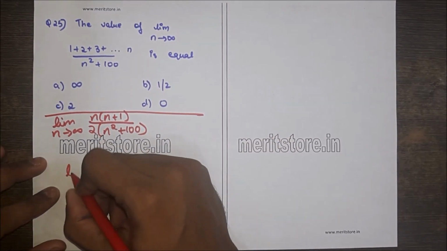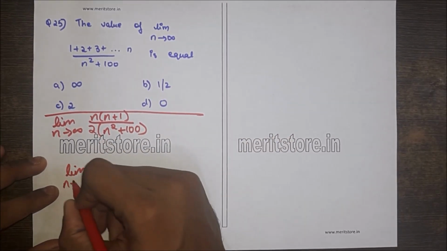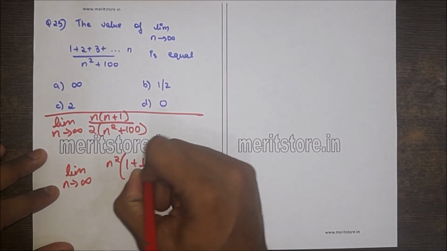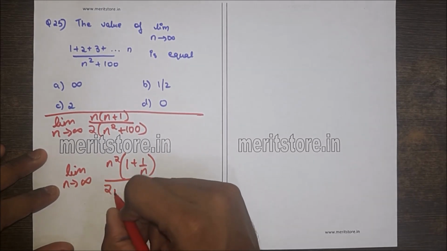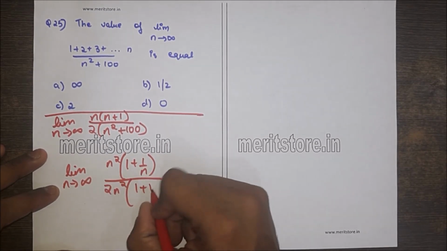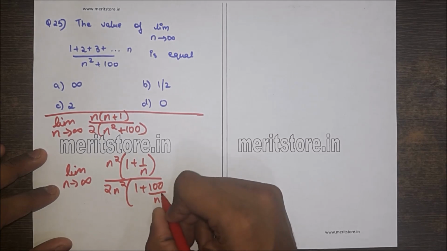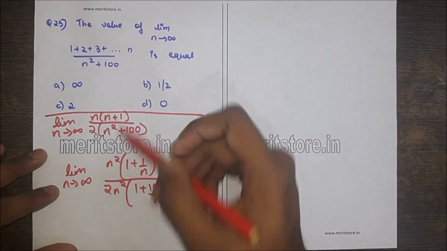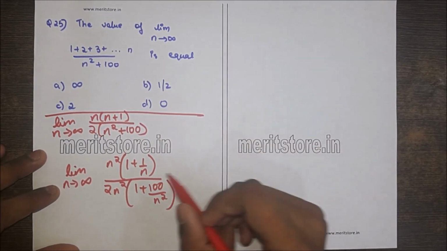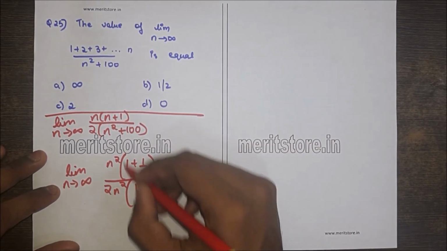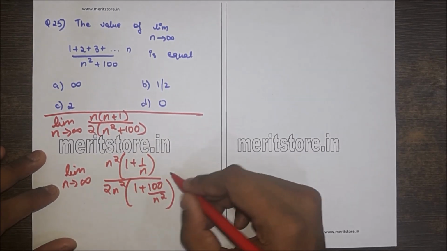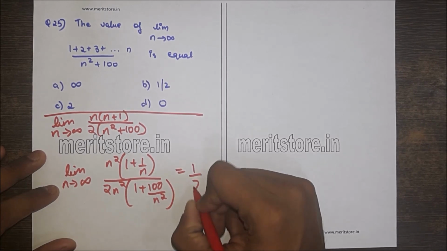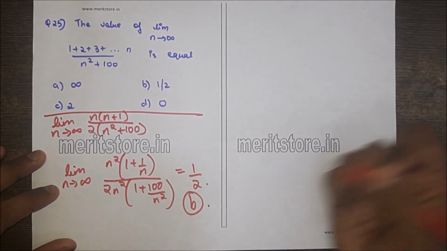Therefore, we get limit of n tends to infinity n square (1 plus 1 by n) upon 2 n square (1 plus 100 by n square). What we do here is take n square common on the numerator and denominator. Now, since we have these terms, they cancel out on each other, giving us 1 by 2, which is option B.